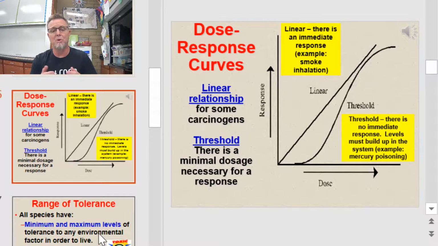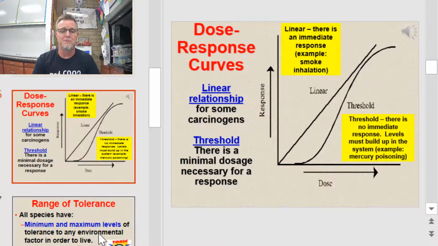In the threshold dose response curve, in this case, there's no response for a while until you've reached a threshold, at which point all of a sudden you get really sick really quick. So in threshold, there's no immediate response. Levels basically have to build up for a while before we actually see any issues as far as illness is concerned. An example there might be lead or mercury poisoning.